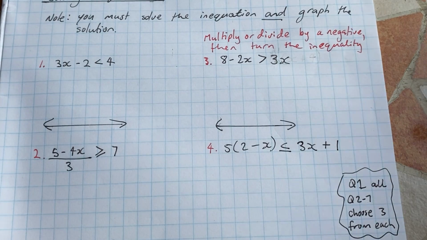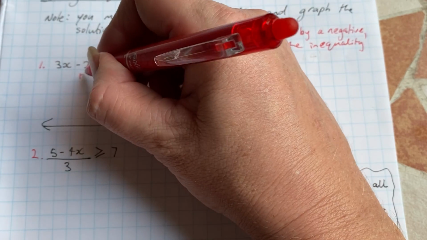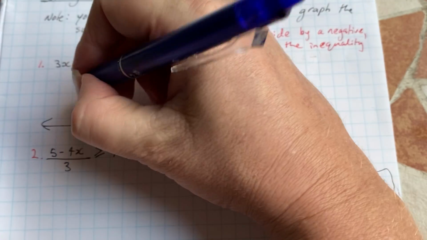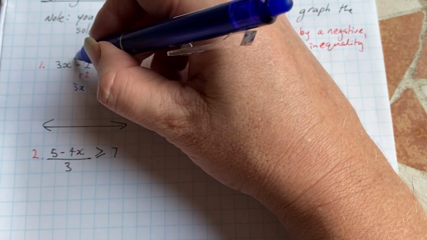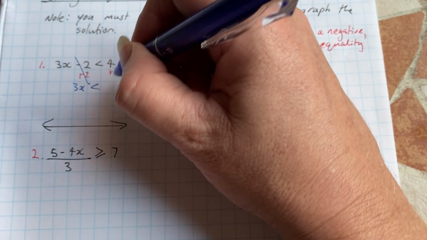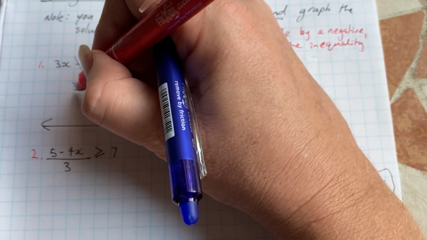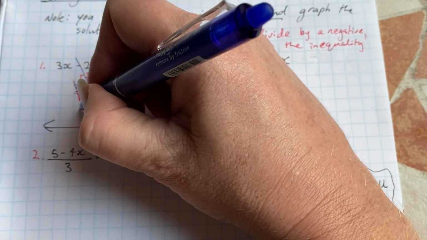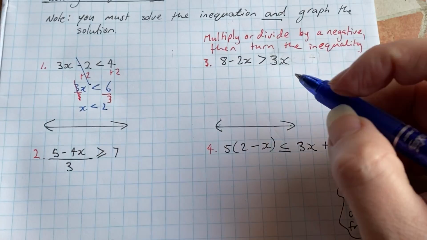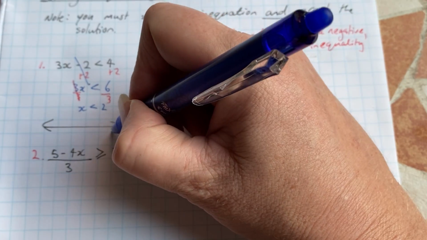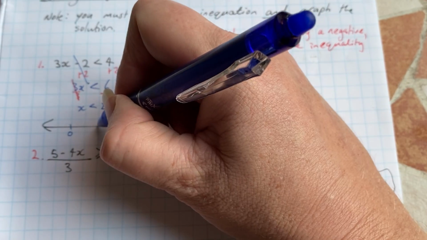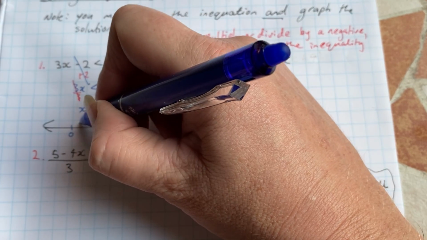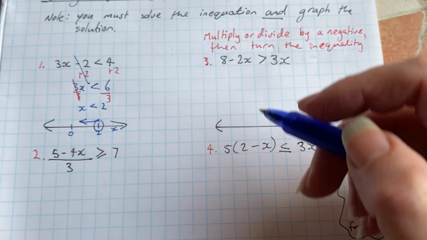So let's solve the first one. So first we need to plus the 2. So we get 3x, the -2 and the +2 are gone. 4 + 2 is 6. Divide by the 3, 3's cancel. X is less than 2. Remember, we have to graph it. So it's an x, there's 0, there's 2, open circle, that way, less than.